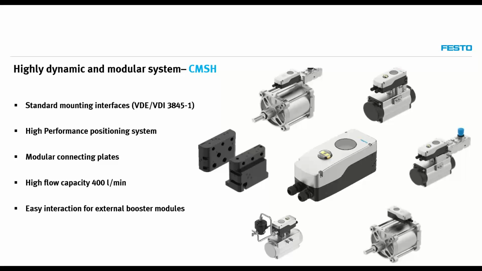The modularity of the connection plates, as mentioned earlier, determines the function of the CMSH, which we will see later on the next slide. We'll go into much more detail on the types of end plates that we have. Also, in case you need a faster response of the process valve, or you want to use a bigger actuator, the CMSH can have direct interaction with a booster, which makes it easier to control these applications.